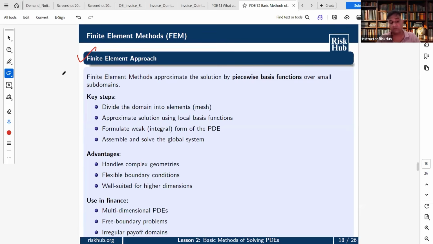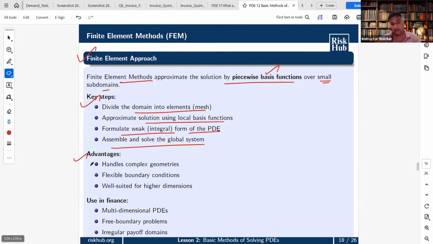FDM is usually easier and more common for standard option pricing; finite element method becomes attractive when the domains or boundaries become complex, right? So remember this key step: finite element methods approximate the solution by piecewise basis functions, which I told you, over small subdomains. Divide the domain into elements, a mesh. Approximate solutions using local basis functions, formulate the weak integral form of the PDE, assemble and solve. Advantages: handles complex geometries, flexible boundary conditions, well suited for high dimensions in finance: multidimensional PDEs, free boundary problems, and irregular payoff domains.